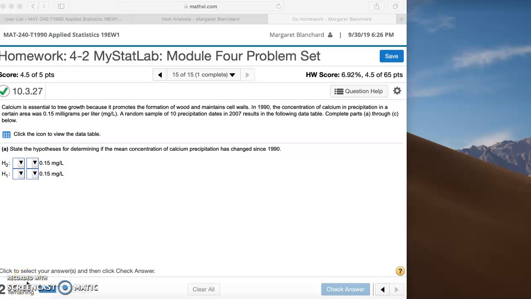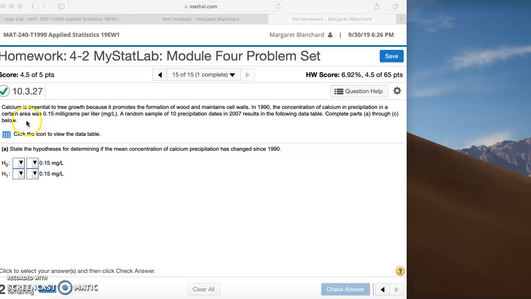Module 4, problem number 15. Calcium is essential to tree growth because it promotes the formation of wood and maintains cell walls. In 1990, the concentration of calcium in precipitation in a certain area was 0.15 milligrams per liter. A random sample of 10 precipitation dates in 2007 results in the following data table. Complete parts A through C below.